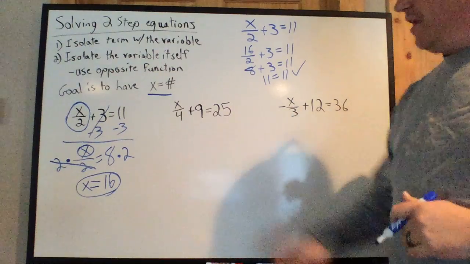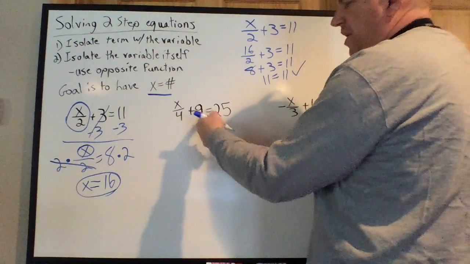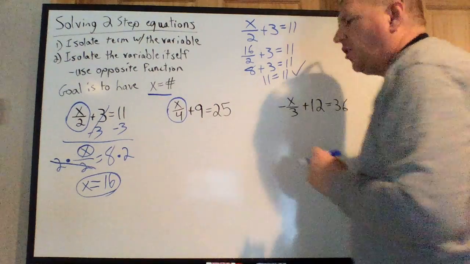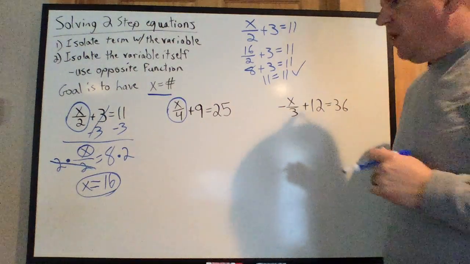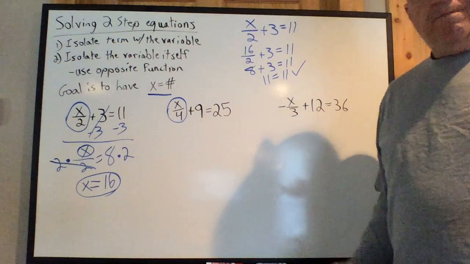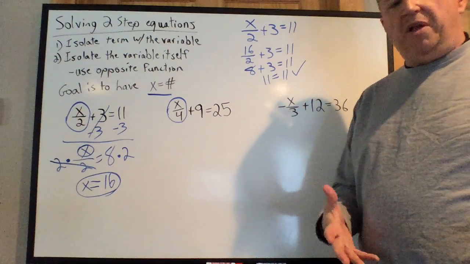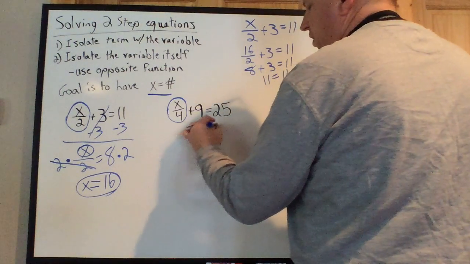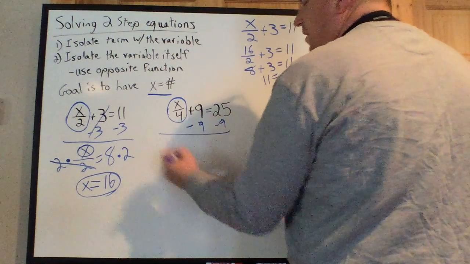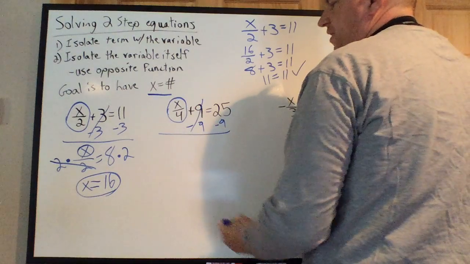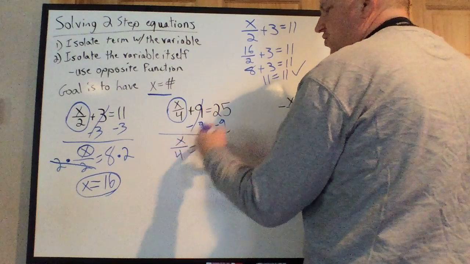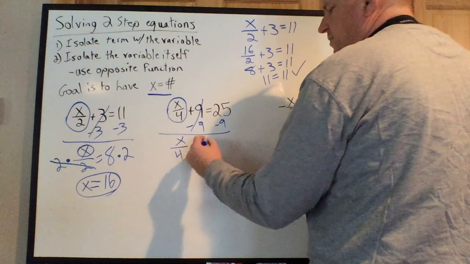As we look at our next example, x divided by 4 plus 9 equals 25. Again, my protective force field goes around x over 4. So what's not in the circle? The plus 9. How do I get rid of plus 9? Subtract 9, or minus 9, from both sides. Those will cancel each other out. The x over 4 equals 25 minus 9, which gives me 16.